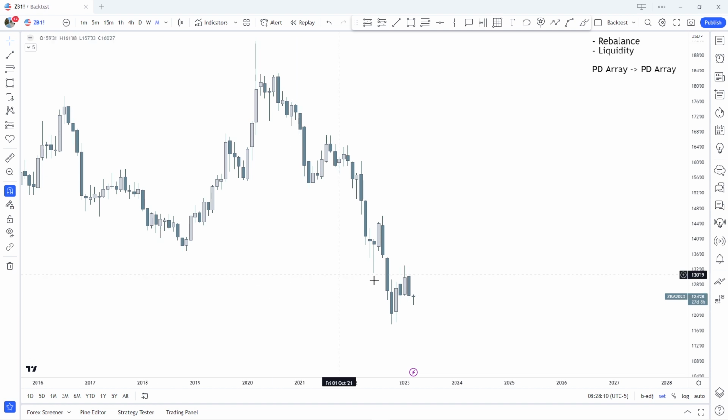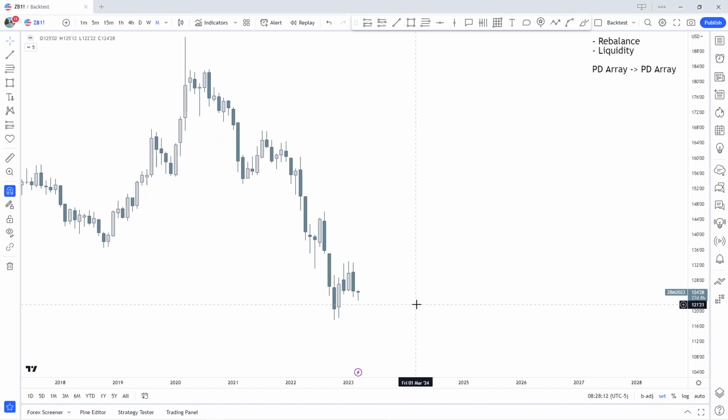So today we're going to talk about draw on liquidity for a little bit: how I get to my draw on liquidity. You can take from it what you want, use what you want, and hopefully it helps you to become independent and see the draw on liquidity on your own.